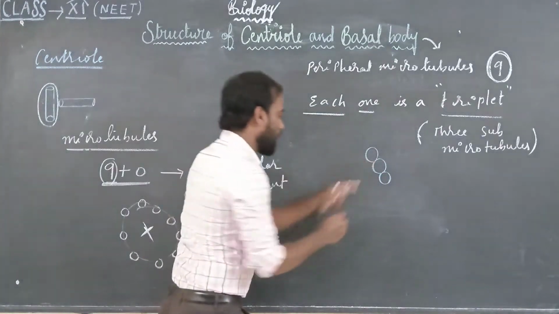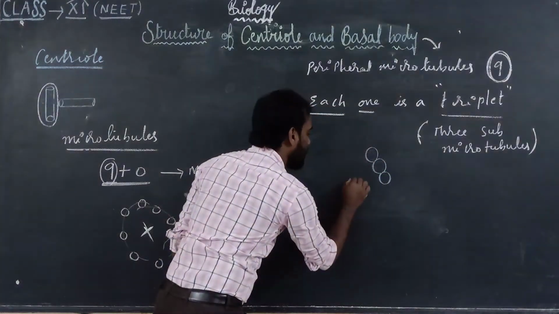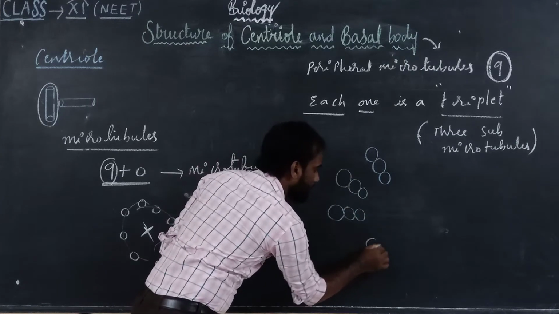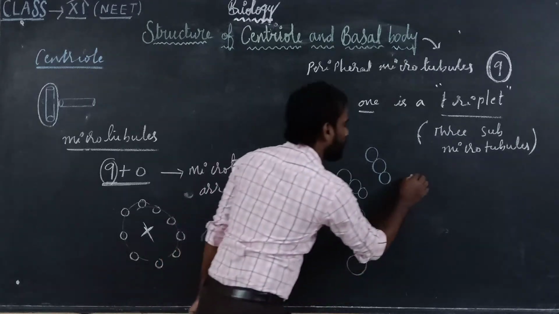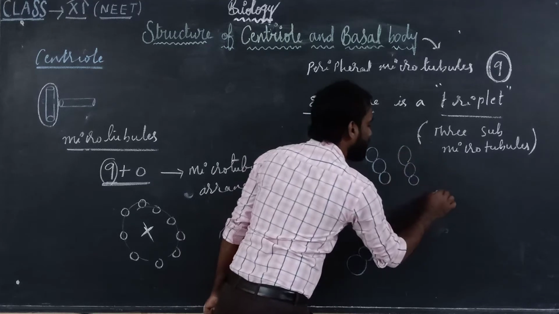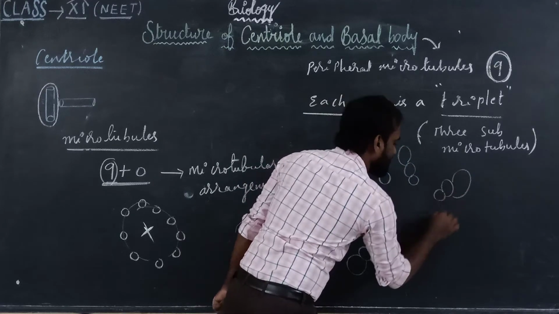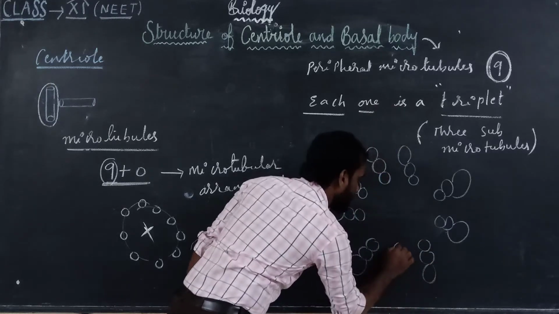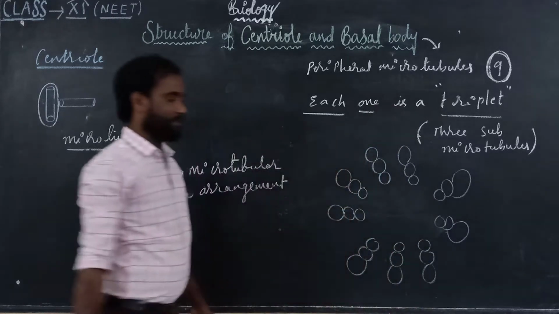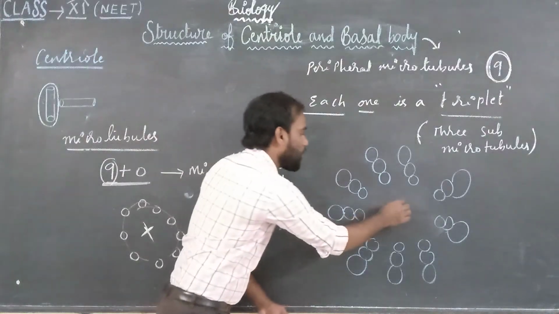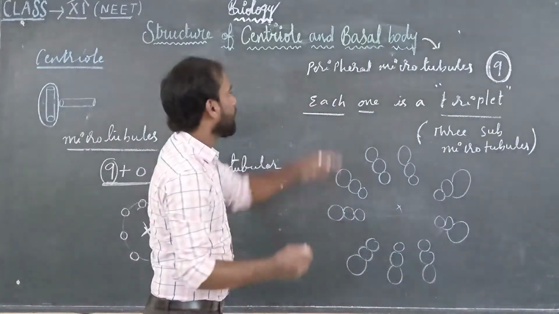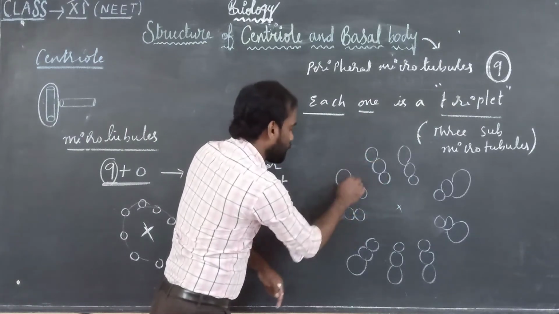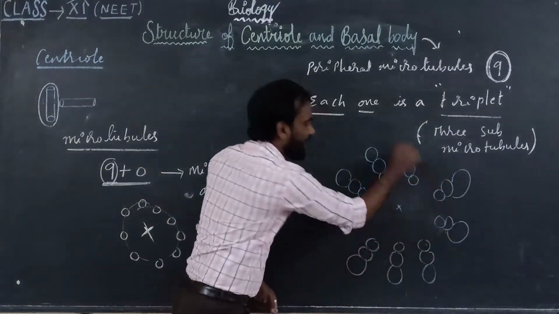3 microtubules. 1, 2, 3, 4, 5, 6, 7, 8, 9, like this. Now you see, at center there are no microtubules, no? 0. Now you see, peripheral microtubules are 9 in number. 1, 2, 3, 4, 5, 6, 7, 8, 9.